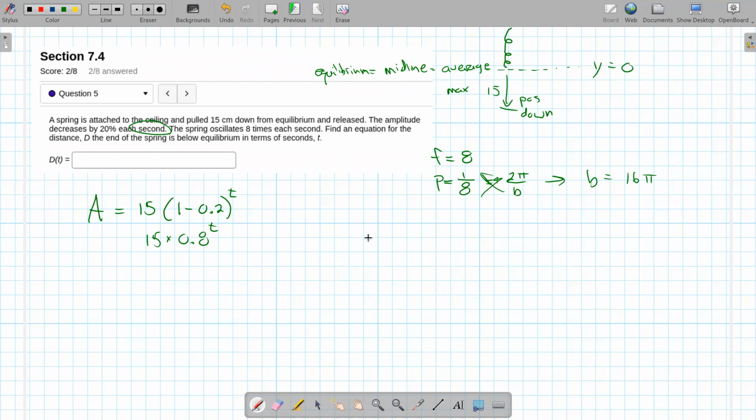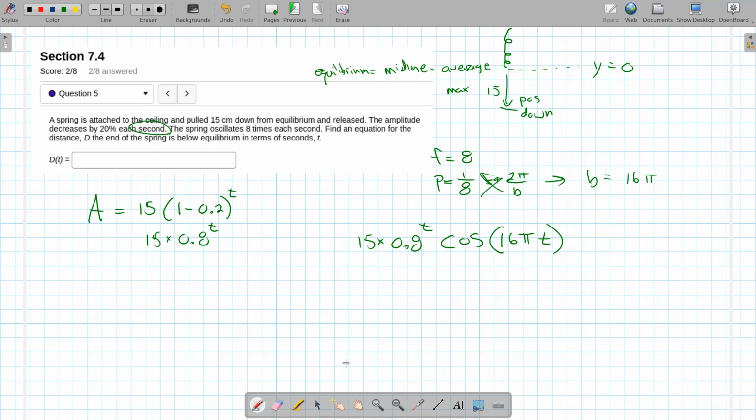So putting that together, we've got our amplitude, 15 times 0.8 to the power t. And then we have a cosine because we're starting at the max. Our multiple for this frequency and period is 16 pi times t. And we don't need a phase shift again because we're starting with cosine at the max, and we're not adding or subtracting anything outside because we're considering equilibrium to be a 0, and we pulled 15 from that. That should be it. Let's take a look at the graph.